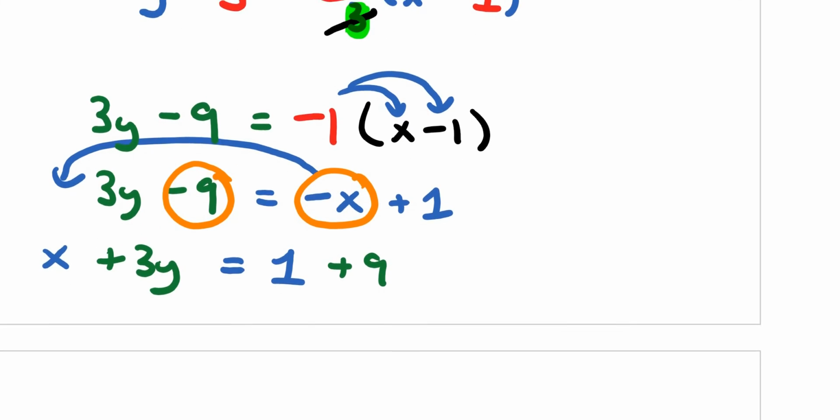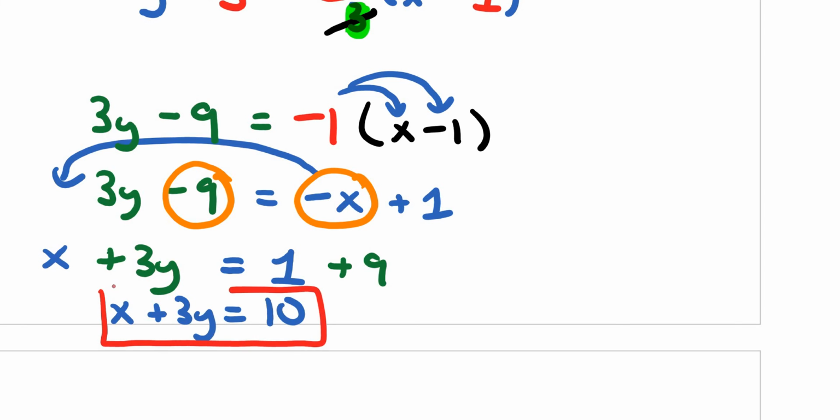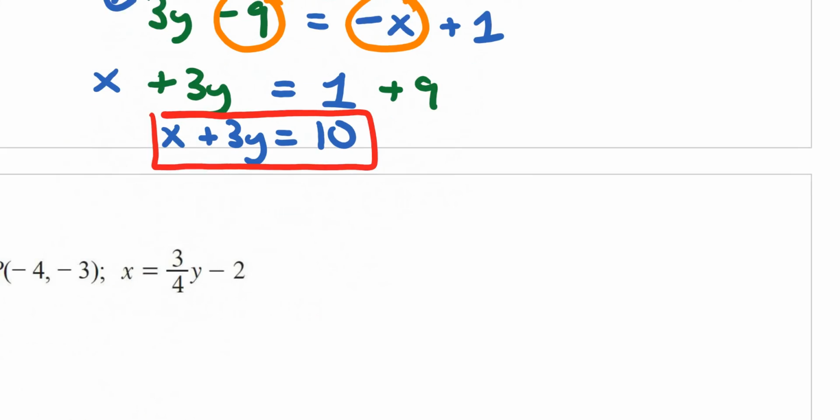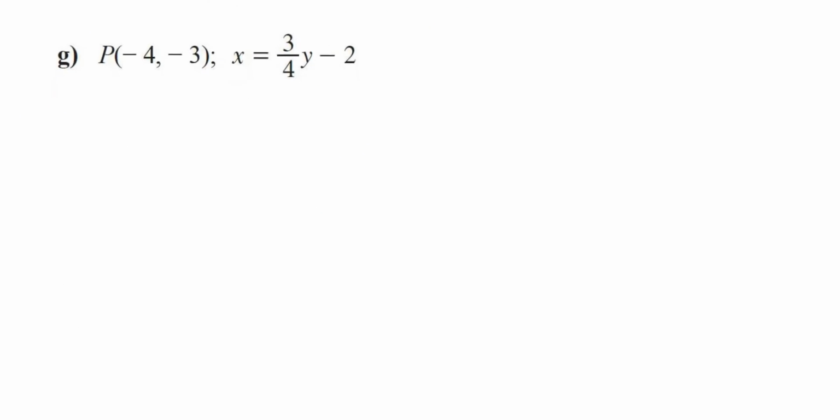All right, so we're almost done here. I have x plus 3y on the left-hand side, and 1 plus 9 is going to be 10. And there it is. There is my final answer for that particular problem. Okay, let's move on to question number 3G here.